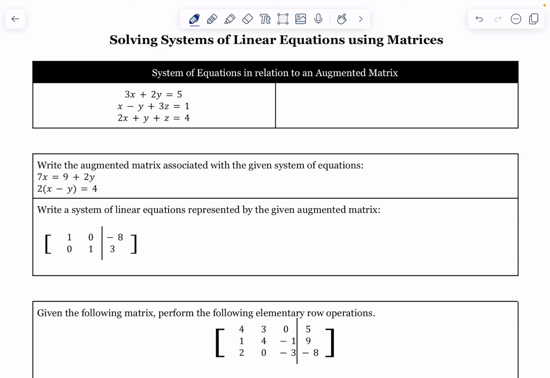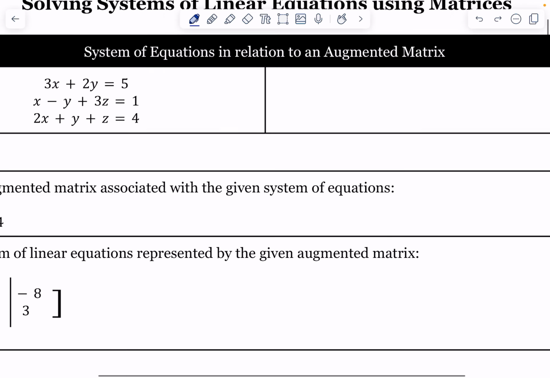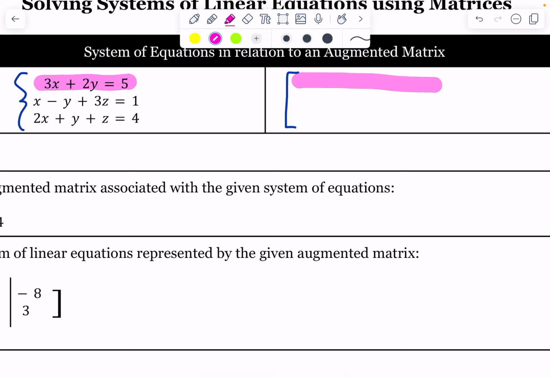All right, so systems of equations in relation to an augmented matrix. An augmented matrix helps us solve equations. For example, over here I have this system of equations. If I wanted to write it as an augmented matrix, I would have this big bracket. Then each row of my matrix, I'll use colors here so we can see it, will correspond with a row in my system, or equation in my system.